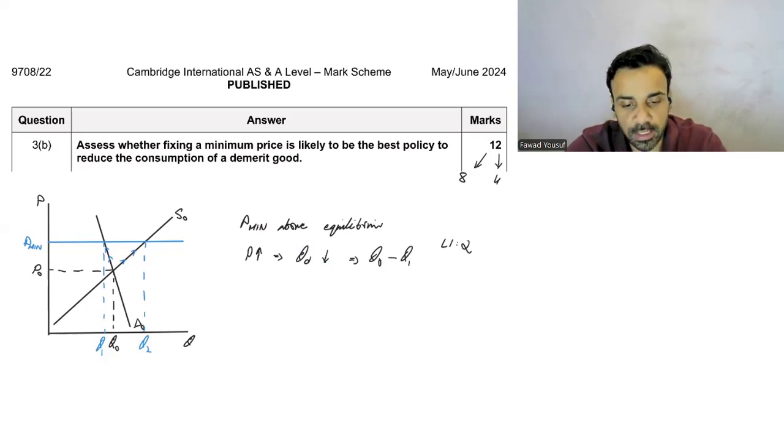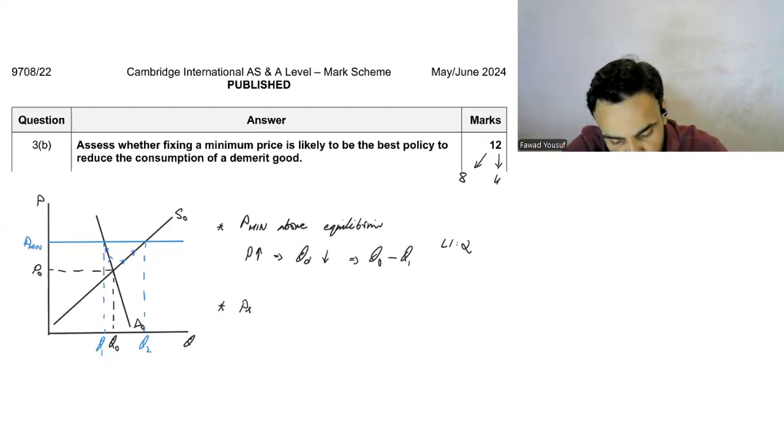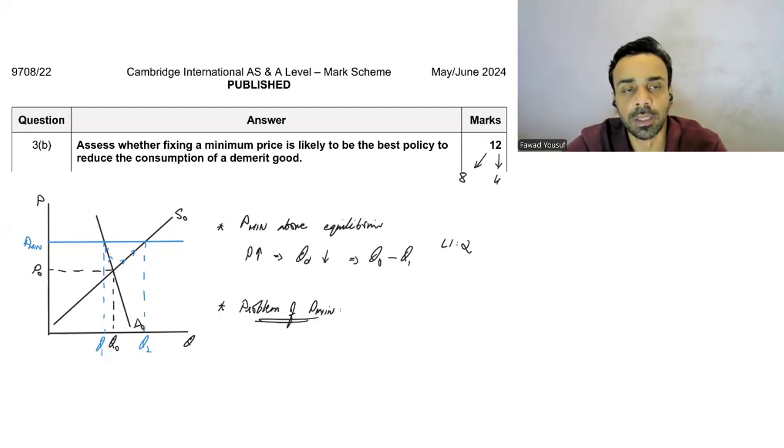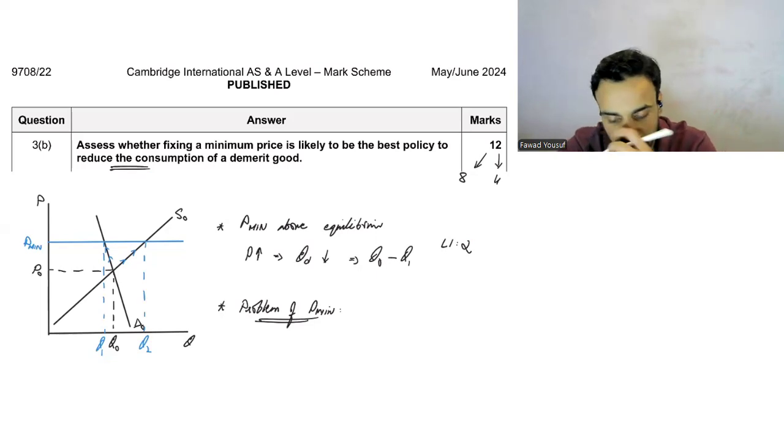फिर उसके बाद, in order to go to level 2, you must talk about the problems of the minimum. और प्रॉब्लम्स भी कोई generic problems नहीं. What I want is how P minimum will not reduce consumption. That is what we want to know. ठीक है.